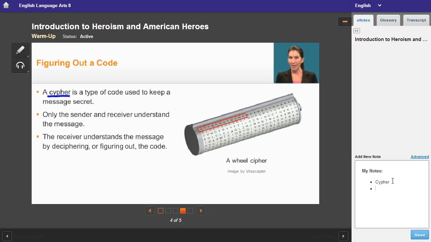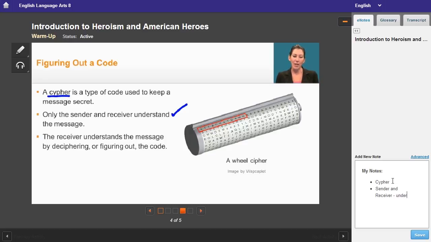So certain letters would be replaced with other letters, symbols, or numbers, and you would need to know that code in order to read the message. So therefore, only the sender and receiver understand the message, top secret stuff.